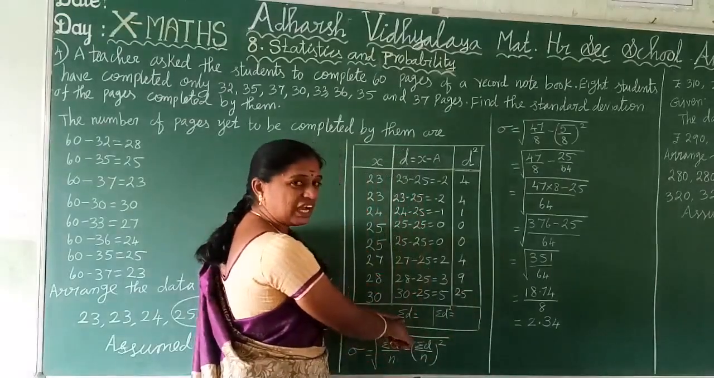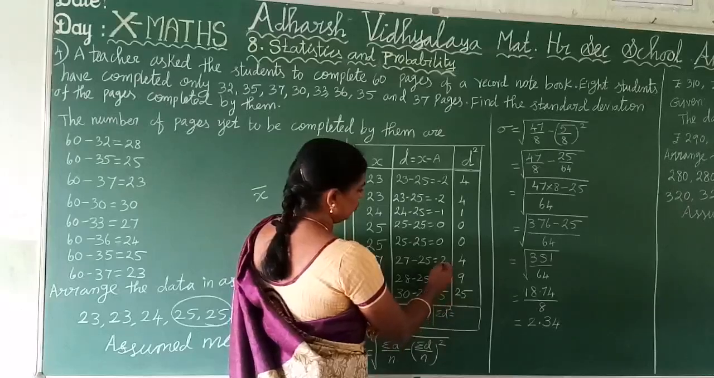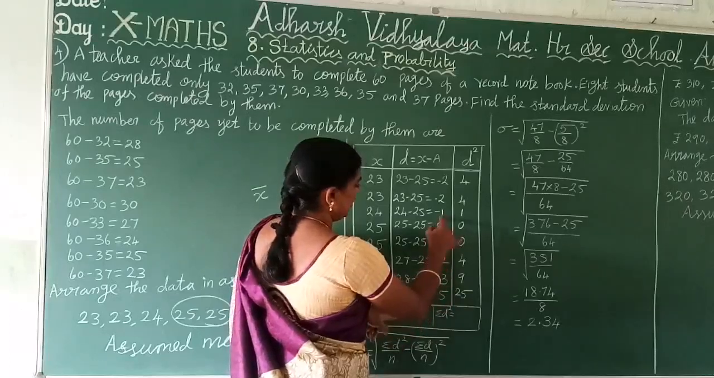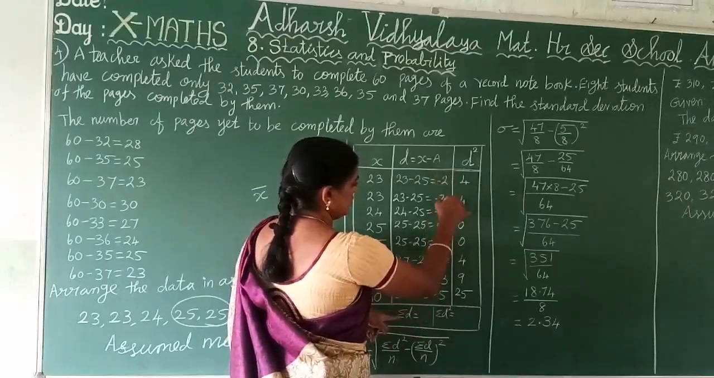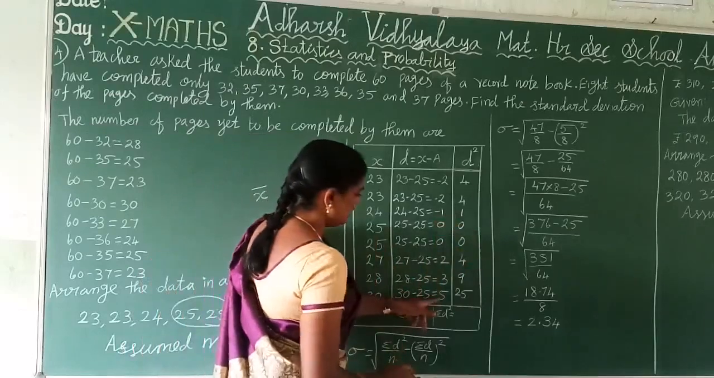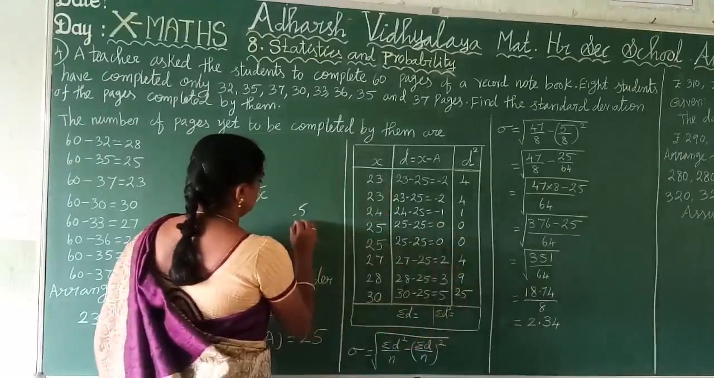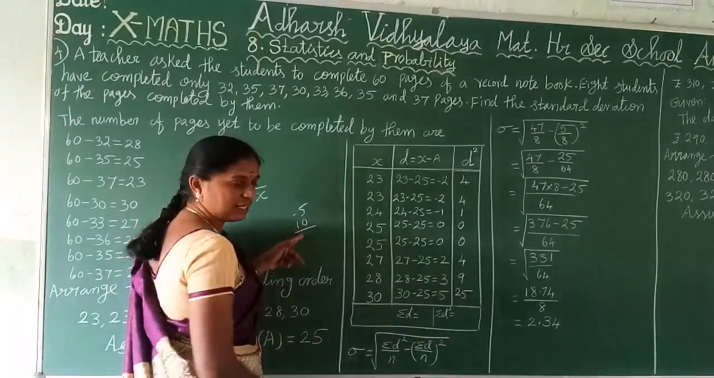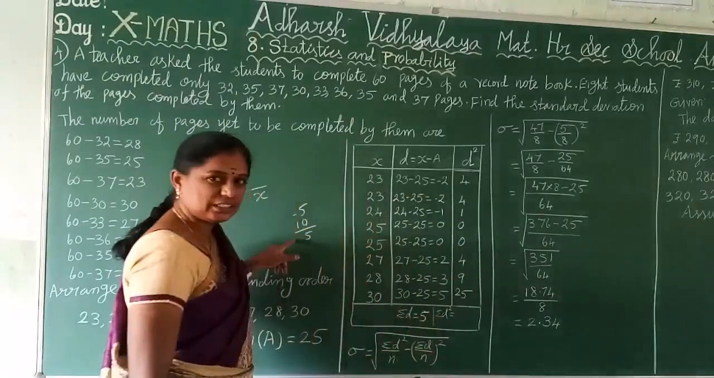Summation D means add all the D. Add all the D: 5 plus 3, 8 plus 2, 10. Clear? And here minus 1, minus 2. These are the same sign, so minus 5. Here the answer: 5 plus 3, 8 plus 2, 10, so plus 10. What is the answer? Plus 5. So summation D is plus 5.